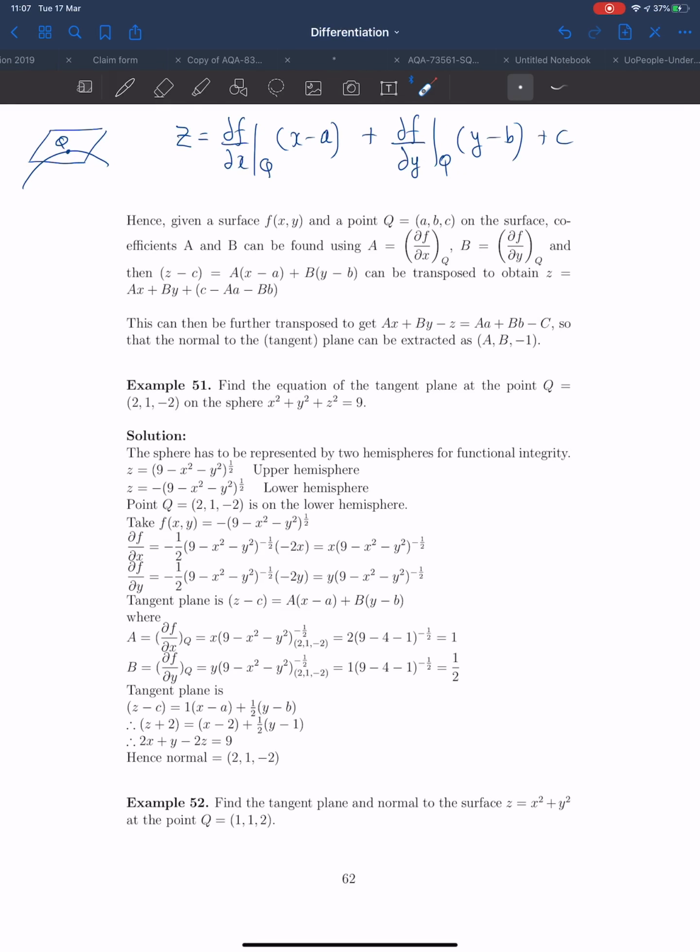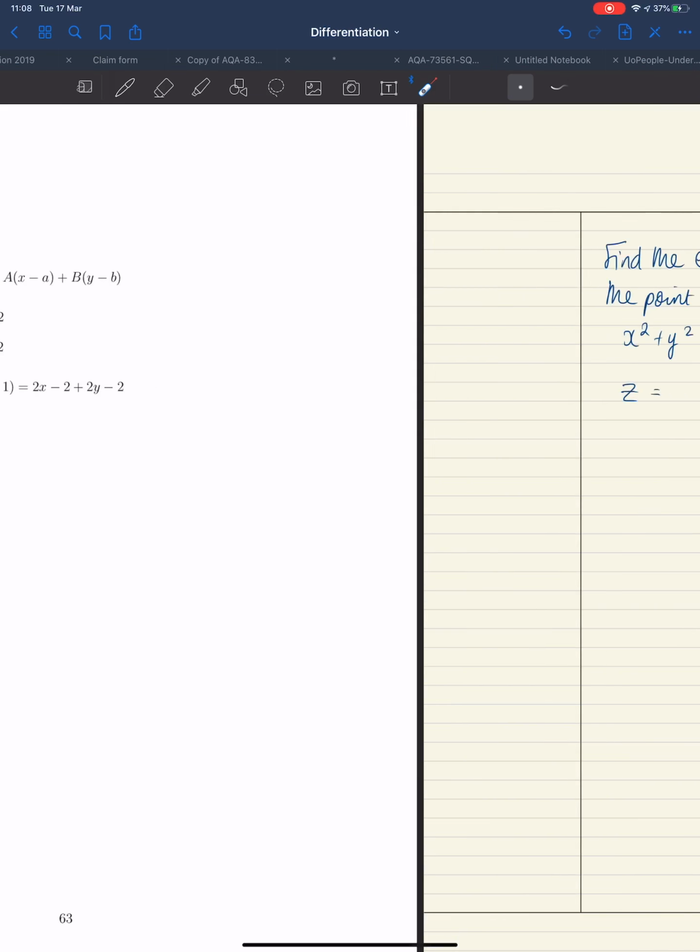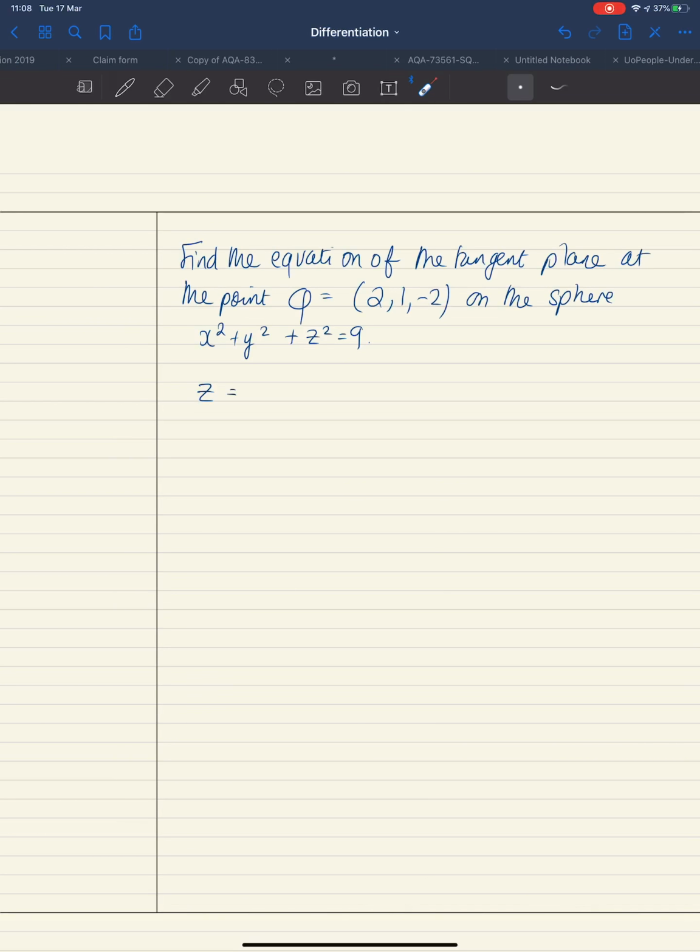When you check, you've got x is 2 and y is 1. If x is 2, 2 squared is 4, and y, 1 squared, is 1. So this is 9, take away 5, which is 4, square rooted makes 2. Because it's minus 2 here, we need the minus square root. So z is minus 9 minus x squared minus y squared to the half. So I need to write that in there.